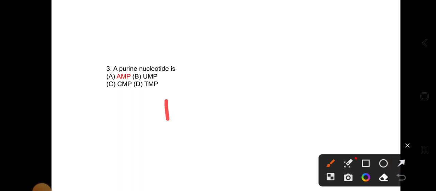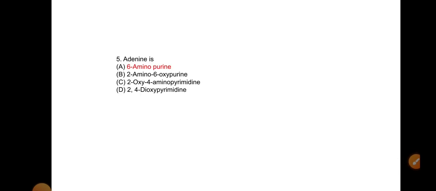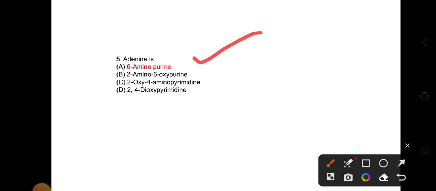Third, a purine nucleotide is AMP. So you must know that A and G are purines and C, U, T are pyrimidines. Okay. Fourth, a pyrimidine nucleotide, again, it's CMP because C, U, T. And adenine, its chemical name is 6-aminopurine.